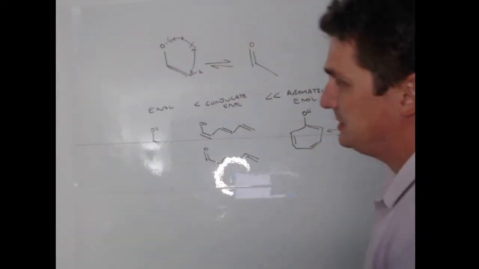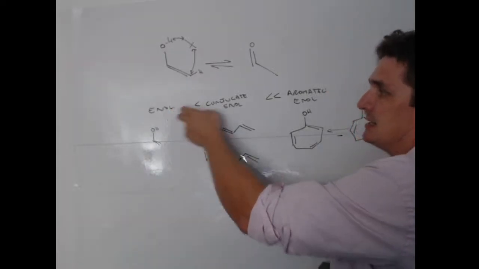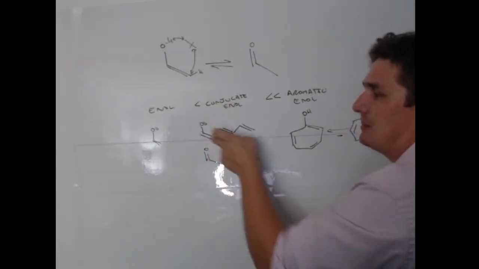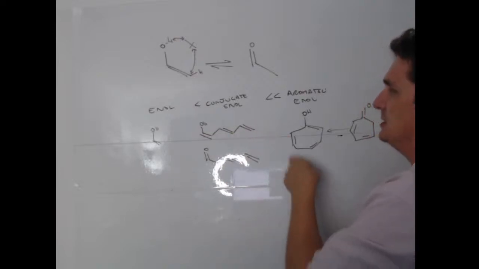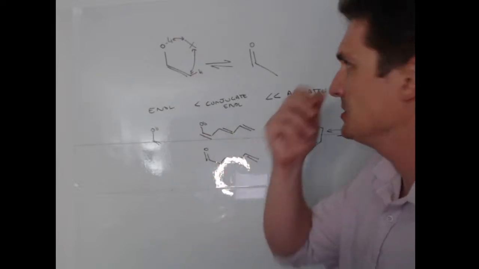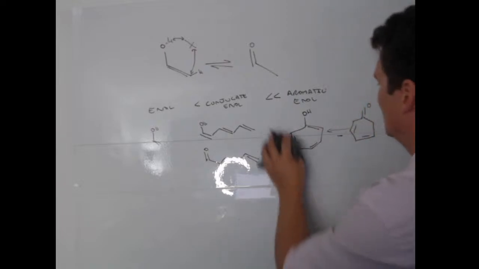But yeah, those are your three conditions. An enol itself is not stable. It does exist. If you create a conjugated enol, you're going to see a lot more of the enol form, especially as that conjugation gets bigger. But if it's aromatic, 100%, it's going to take the enol form.